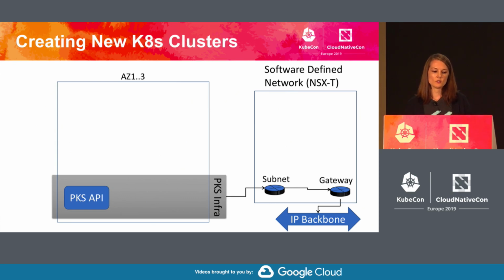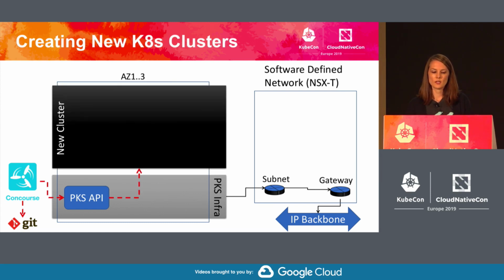Next I want to go into how we create clusters. Our cluster creation is based on GitOps. We add a cluster definition to Git. This kicks off a Concourse build. Concourse is an open source pipeline-based CI/CD tool. And then through the PKS API, a new cluster is created. We define the number of nodes, and by default, we have 3 masters, so we're fully HA.